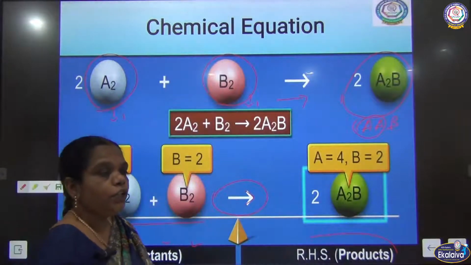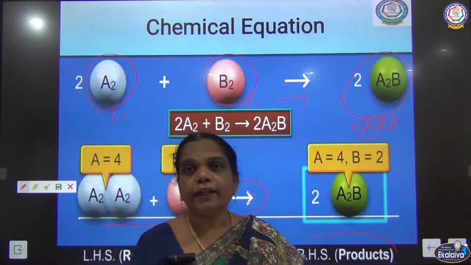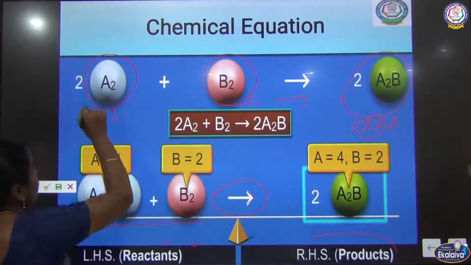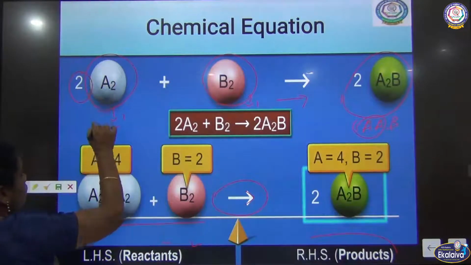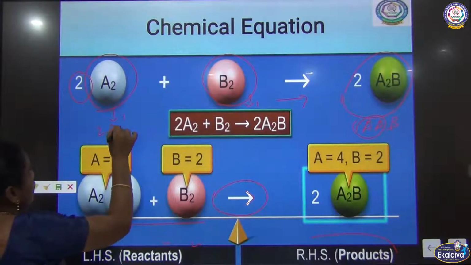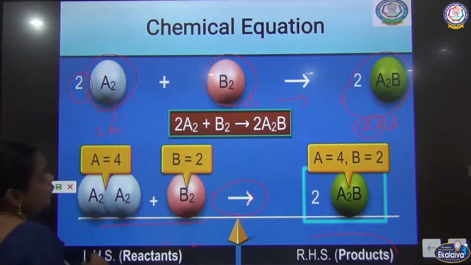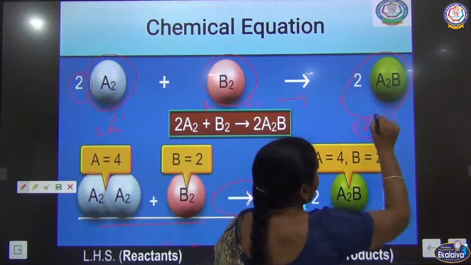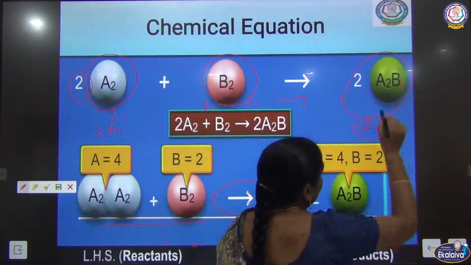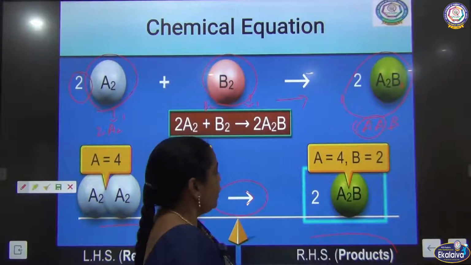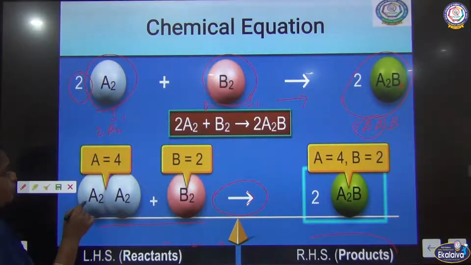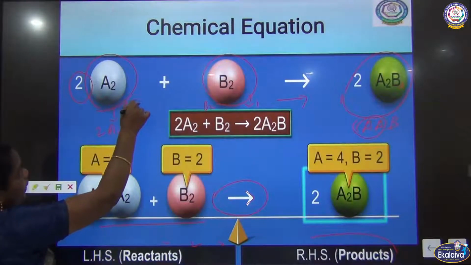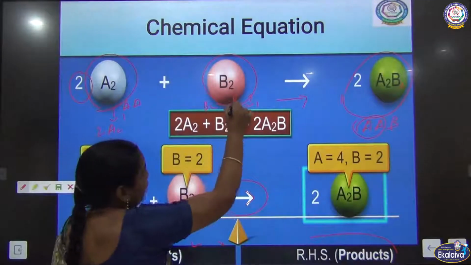So we want to equalize the number of reactant and the product. How to equalize? If you put 2 here, this becomes 2A2. So how many A's are there? 2 A2's are there and 1 B2 is there, to give 2 A2B. Understand? Here, 2 into 2A, how many A's are there? A2 means how many A's are there? 2A. B2 means how many B's are there?